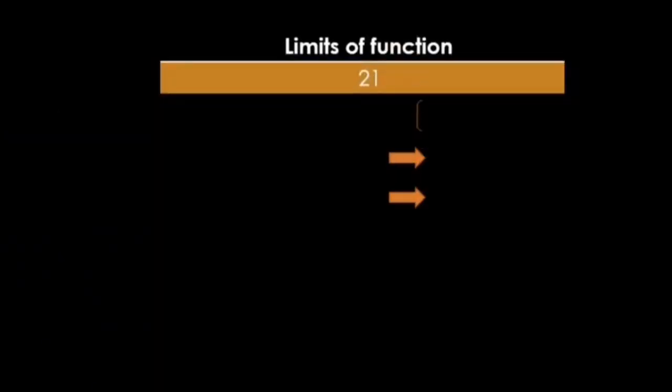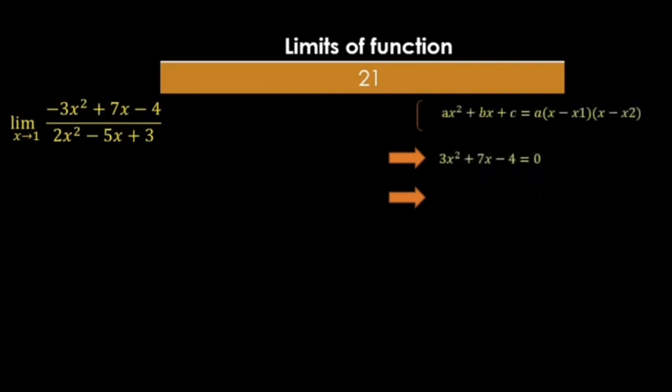In this next question, we are having limit of a function f of x. Limit as x tends to 1 of minus 3x squared plus 7x minus 4 all over 2x squared minus 5x plus 3. We know from algebra that ax squared plus bx plus c is equal to a into x minus x1 and x minus x2. We have to simplify this to find the value of x. That is x is equals to 1 or x is equals to 4 on 3. Simplify the denominator now, having x equals to 1 and x is equals to 3 on 2.